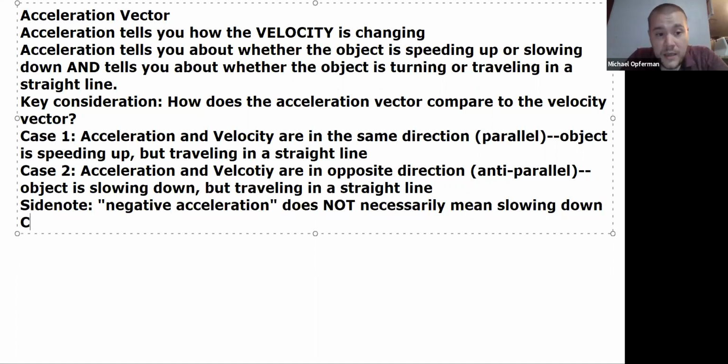The other simple possibility is, what if the acceleration is perpendicular to the velocity?